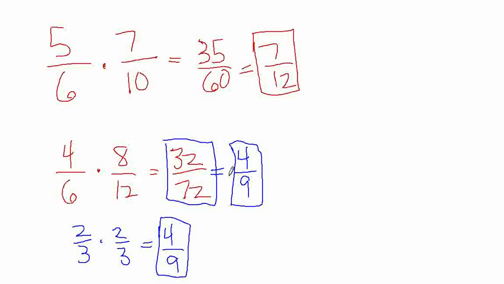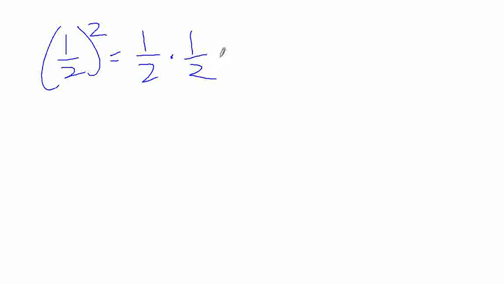Okay? Now, let's talk about exponentiation. So we know that exponentiation is repeated multiplication. So if you understand fraction multiplication, you can do fractional exponents. So for example, 1/2 squared is equal to the multiplication 1/2 times 1/2, which we just learned how to do. So 1/4. What about if the exponent was something else besides 2?